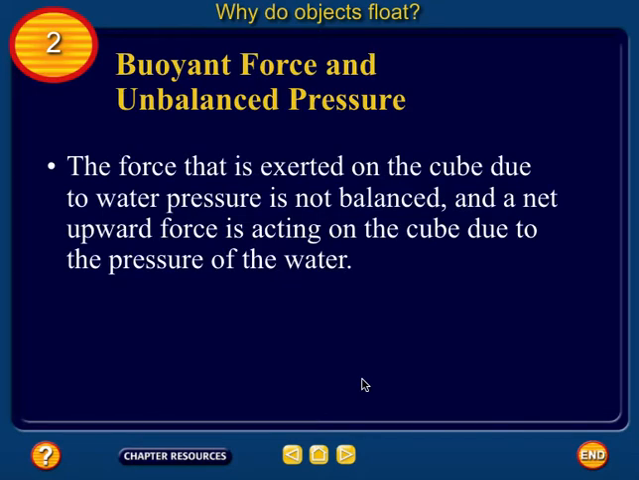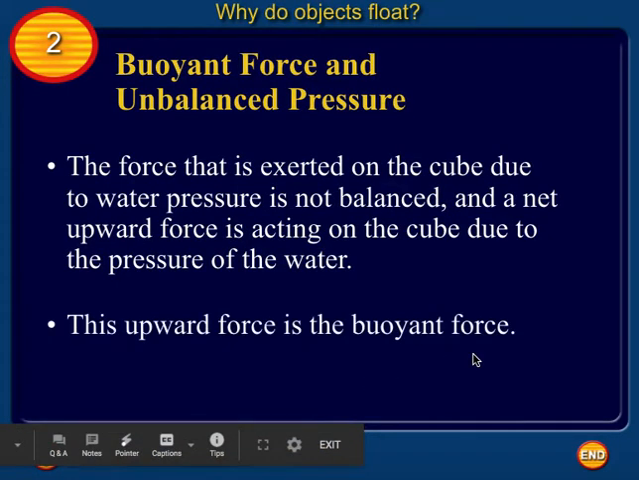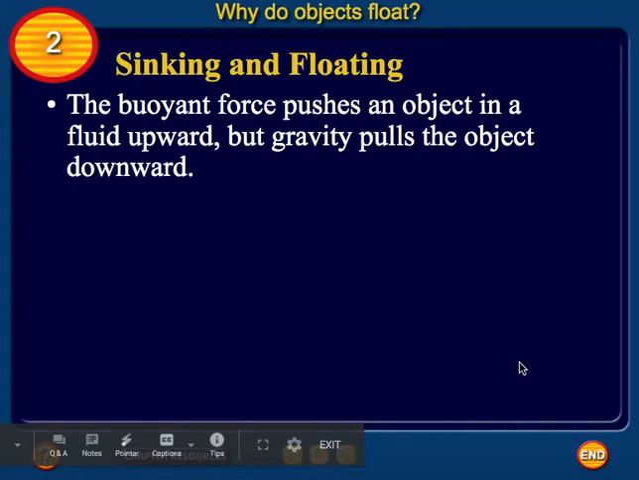The force that is exerted on the cube due to water pressure is not balanced, and a net upward force is acting on the cube due to the pressure of the water. Because parts of an object in the water can be deeper than others, the overall force between what's being pushed down and what's pushing up is not balanced. It's actually pushing upward to remain at the top or the surface of the water. This upward force is the buoyant force.